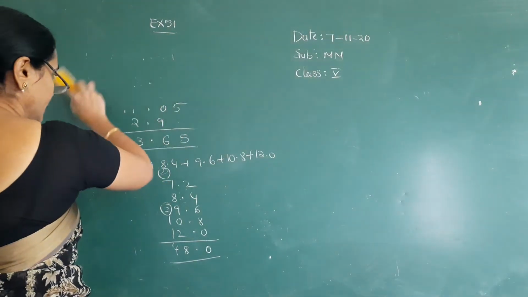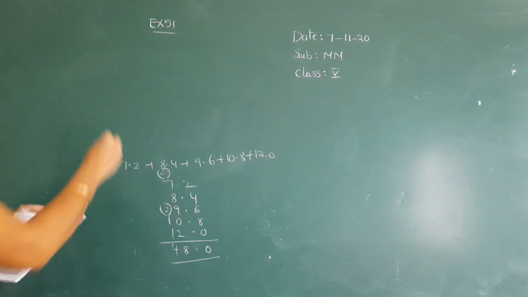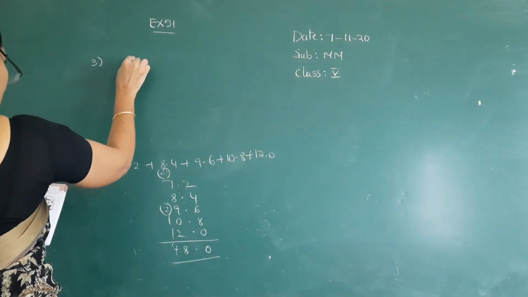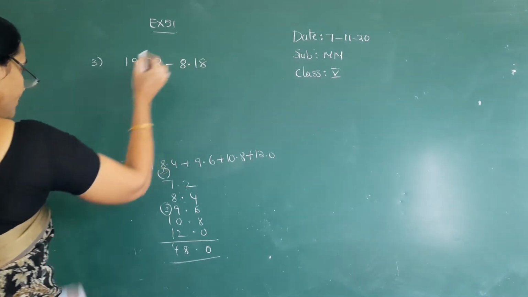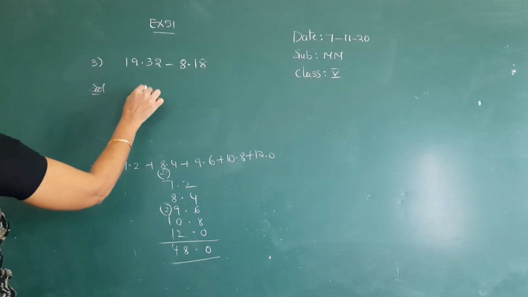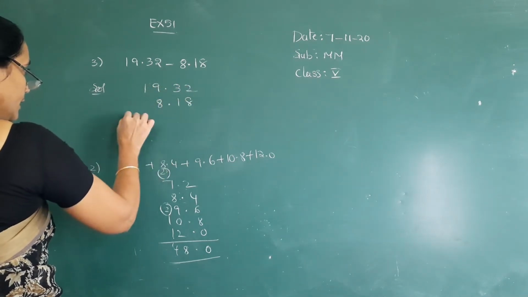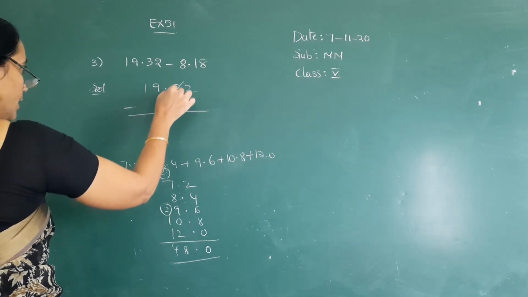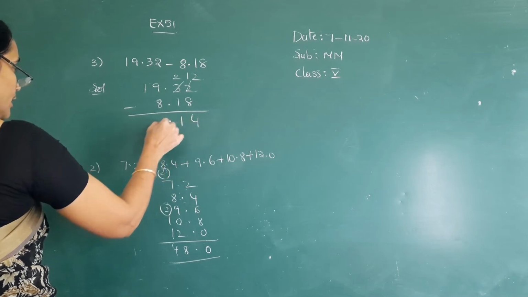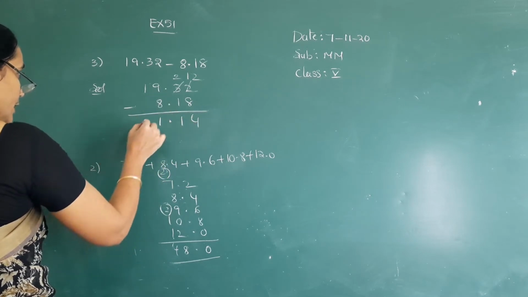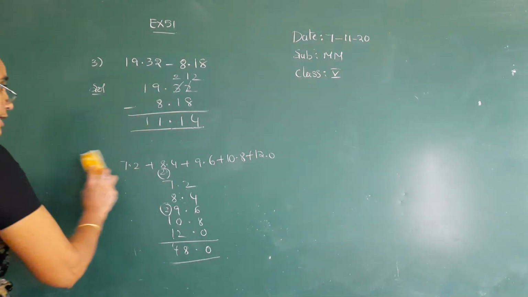See the next problem. They give you subtraction. Subtraction also you have to arrange like that. See the third problem. 19.32 minus 8.18. You have to take borrow from here. 12 minus 8, 4. 2 minus 1, 1. 19 minus 9 minus 1, 8. And 11.14.